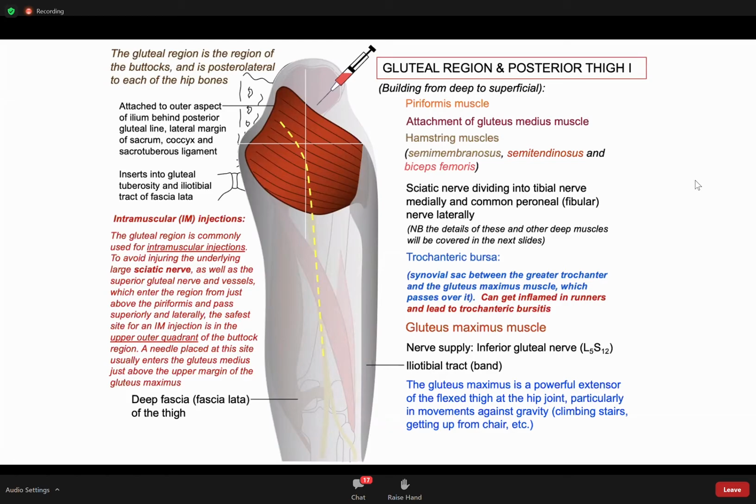So you have to be specific, and there are other structures as well. The prime thing is to save my sciatic nerve, but there are other things as well, and you have to know those. So this is my sciatic nerve. That's important.